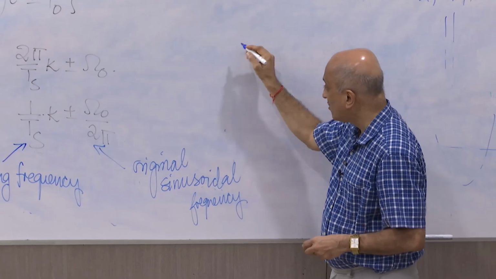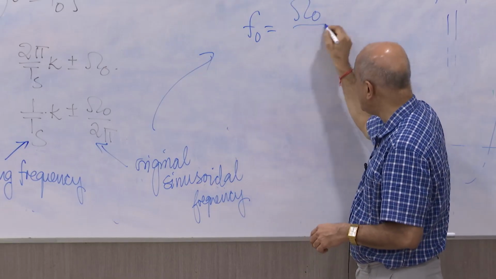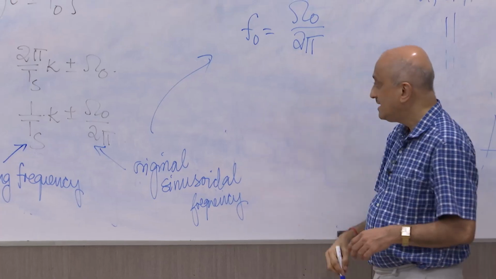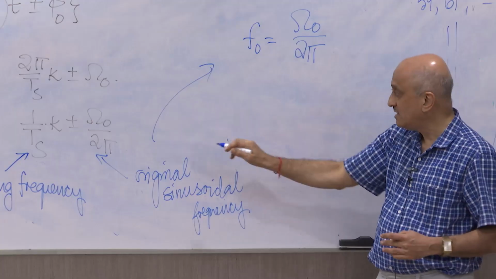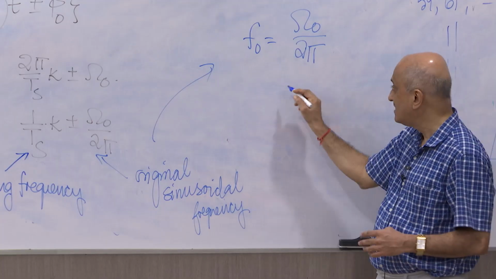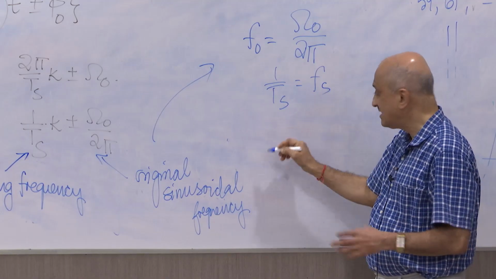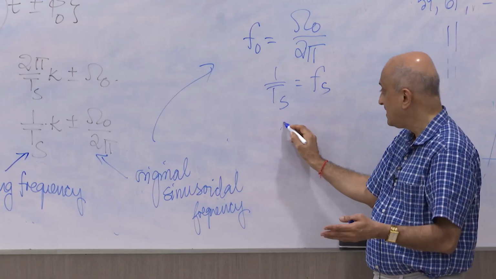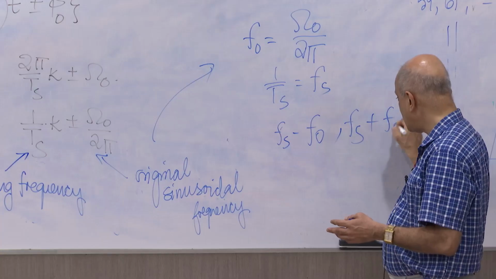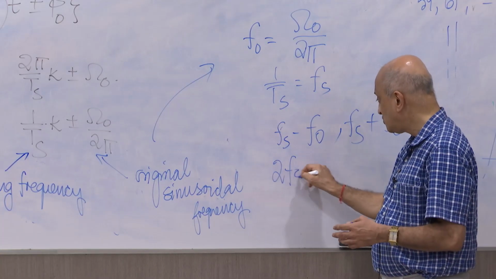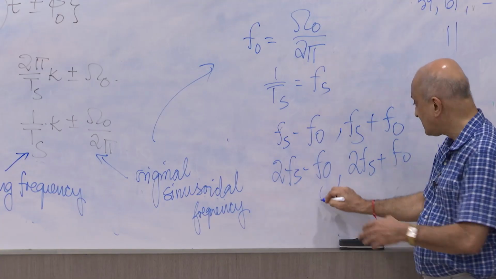You have the frequency f naught, which is omega naught by 2 pi. Now, which is the next frequency created according to this expression? It is for k equal to 1. What is that? So, you denote 1 by Ts as Fs, right. So, what is the next pair of frequencies created? Fs minus F naught, Fs plus F naught. After that, what are the next frequencies? 2Fs minus F naught, 2Fs plus F naught, and this can continue, right.